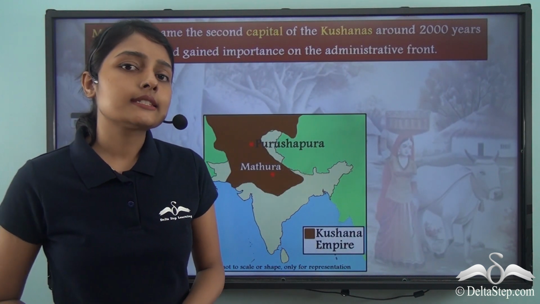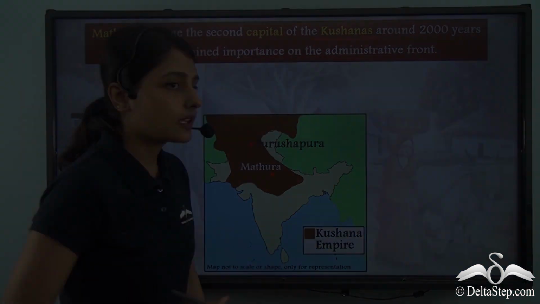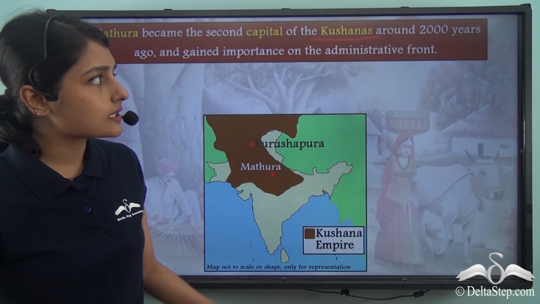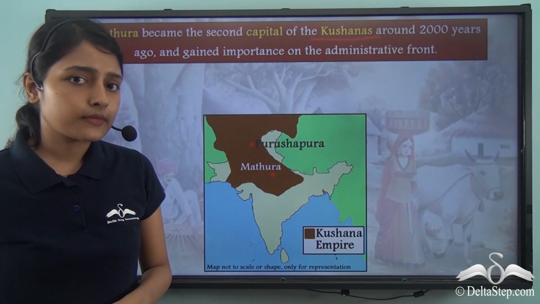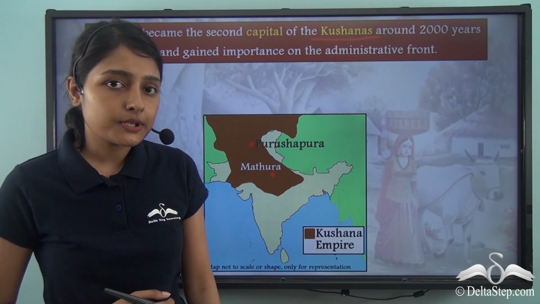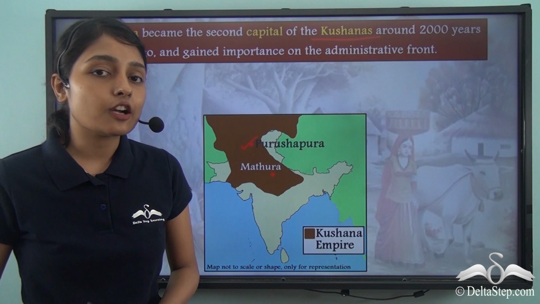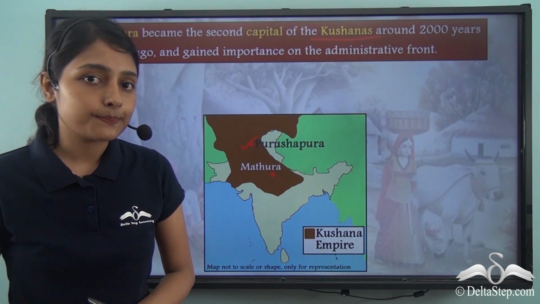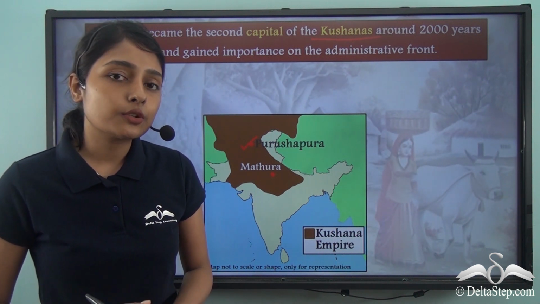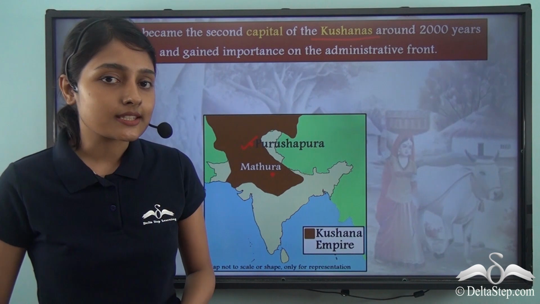Now, Mathura gained in importance mostly during the rule of the Kushanas. Now, the Kushana Empire ruled the northern and the western part of the Indian subcontinent some around 2000 years ago. When the Kushanas were ruling, they made Mathura their second capital. Their first capital was Purushapura, which is the present-day city of Peshawar that is located in Pakistan. And when Mathura became their second capital, it goes without saying that Mathura now started gaining importance on the administrative and economic fronts.